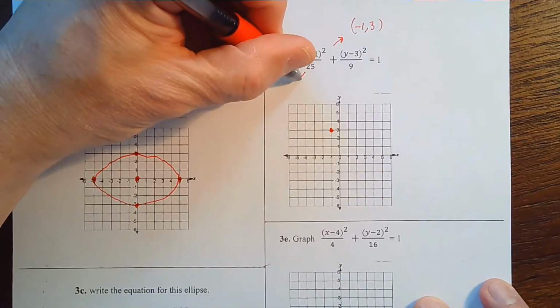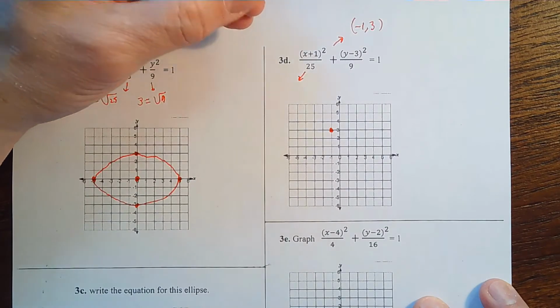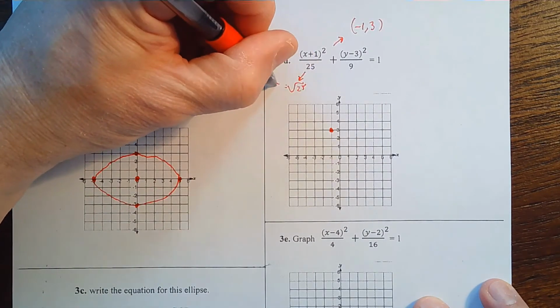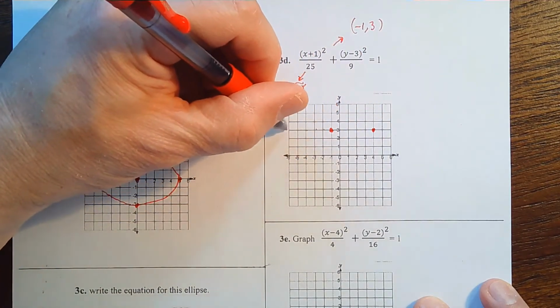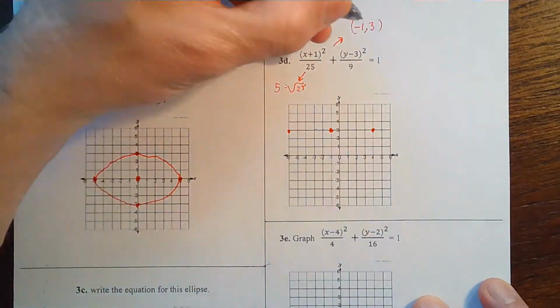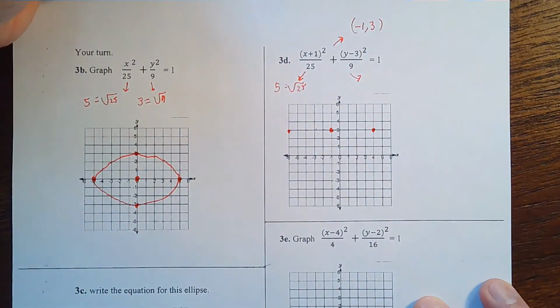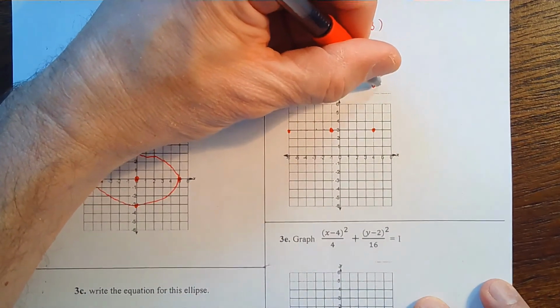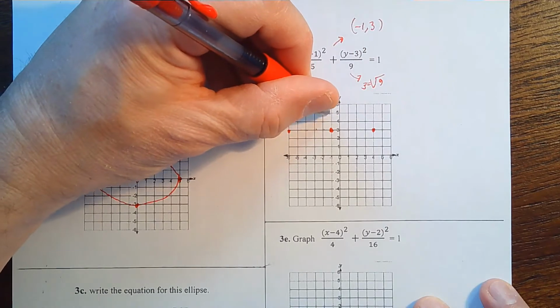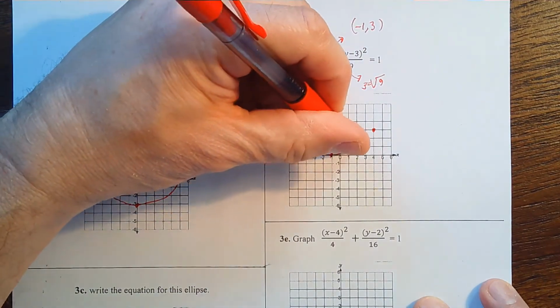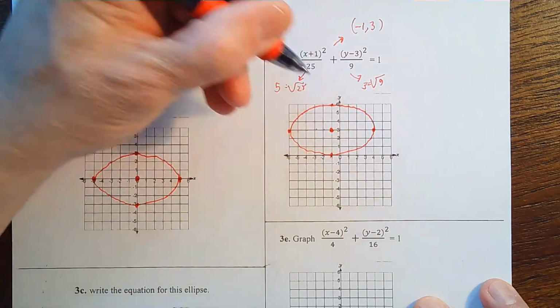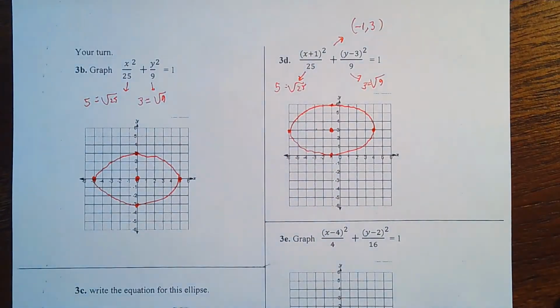Let's do the same process. Underneath the x plus 1 squared is a 25. Take the square root of 25 is 5. 1, 2, 3, 4, 5 units to the right. 1, 2, 3, 4, 5 units to the left. Underneath the y minus 3 squared is a 9. We take the square root of 9, and that's 3. So 3 units up, 3 units down. Plot those points. And there's our ellipse, and a little bit more attractive than what I've been doing.